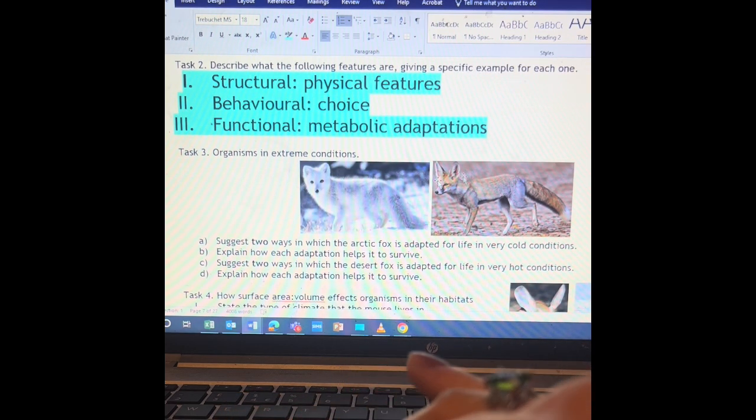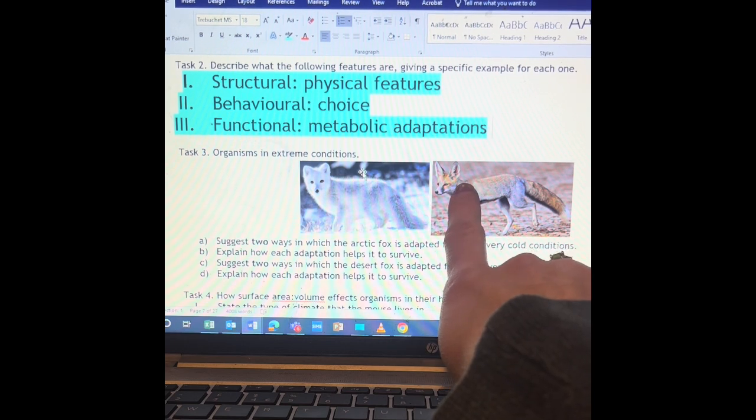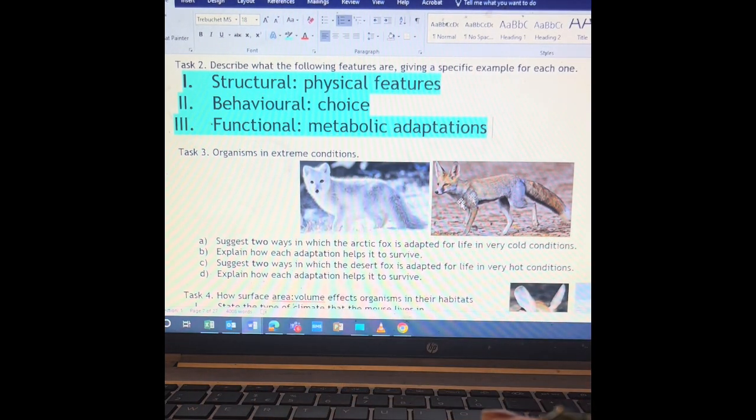So I put a couple of examples here. These are foxes. They will have come from a similar ancestor, but you can see one of them obviously lives in the snow, one of them lives in the desert, and they've got really different features according to where they are. So they have adapted in different ways.